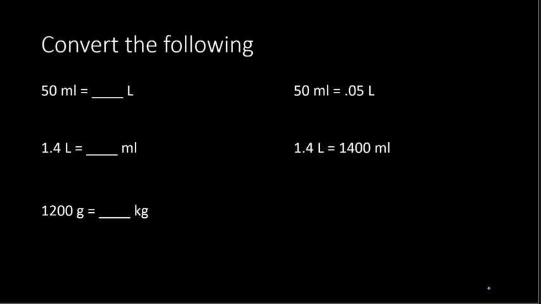Example 3, we are converting 1,200 grams into kilograms. All right, so for this one, we are going from smaller to larger units, which means we need to divide. And there are 1,000 grams in 1 kilogram. Kilo means 1,000. So you're dividing by 1,000, which has the effect of moving the decimal point over to the left 3 places, 1, 2, 3. That gives you 1.2. So 1,200 grams equals 1.2 kilograms.